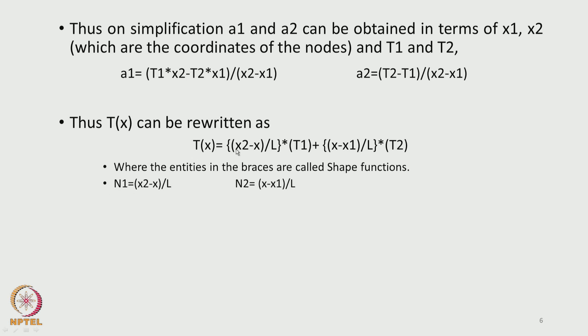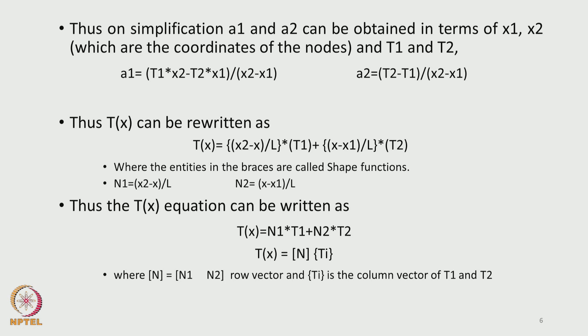So, there is a shape function corresponding to nodal value T1, and another shape function corresponding to nodal value T2, and they are written here as x2 minus x by L and x minus x1 by L. So, you can rewrite the equation again using the shape function definition. This T of x is written here as N1 into T1 plus N2 into T2. We have now explained this for taking one element and two nodes, 1 and 2.